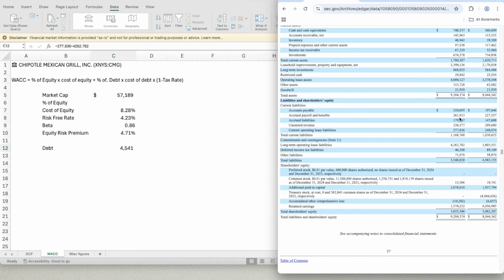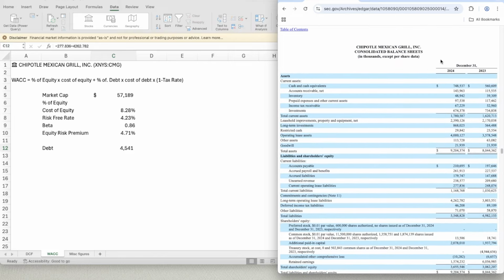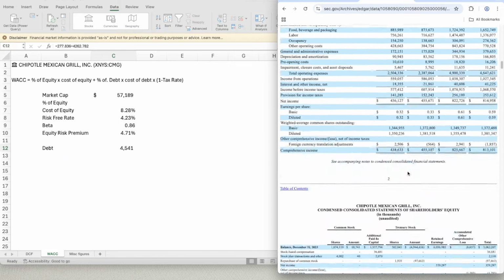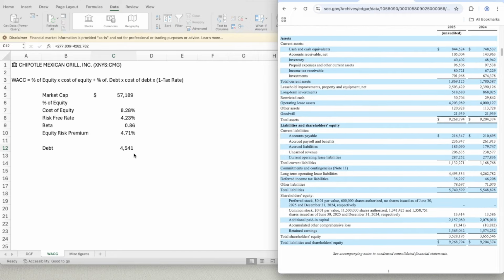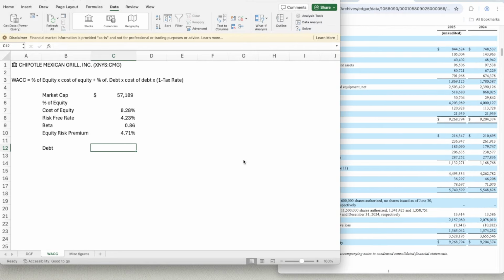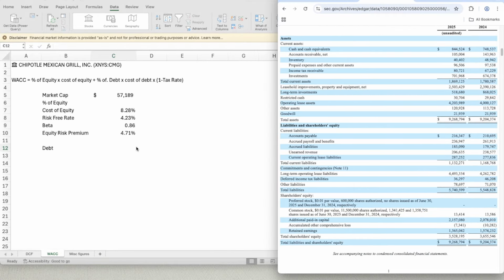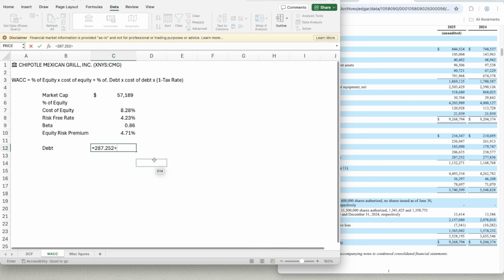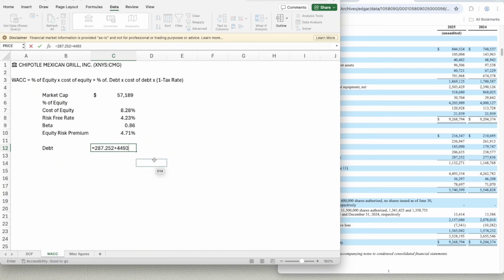Oh, I got it wrong earlier. Maybe I've got it wrong now. I do have it wrong now because it's on the wrong sheet. It's this one. We need the balance sheet on this. So 287.252 plus 4,493.334 is 4,781. Yeah, I was right.